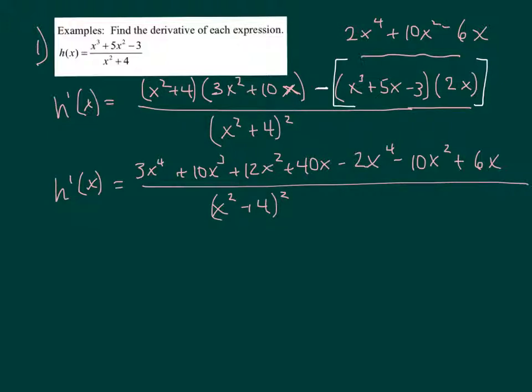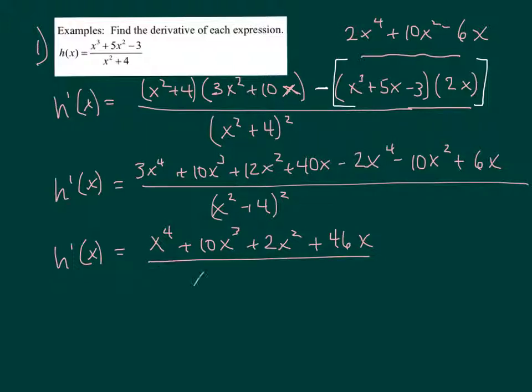You usually don't have to expand that out because there's nothing in the numerator that we're going to combine it with, so you can just leave that as is. So h prime of x equals, all right, so now we should be able to combine some like terms here. So the x to the 4th is the 3 and the negative 2, so that's 1x to the 4th. There's only one term with an x cubed in it, so that comes down, 10x cubed. Then the x squared, 12x squared minus 10x squared is 2x squared. And then 40x plus 6x is 46x. All over x squared plus 4 quantity squared. Okay, so that is the derivative of h of x, and that's your first experience with the quotient rule. There it is.